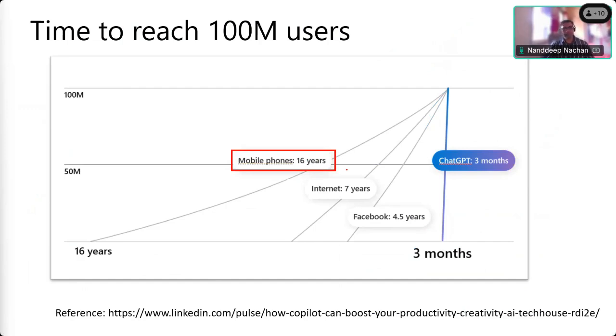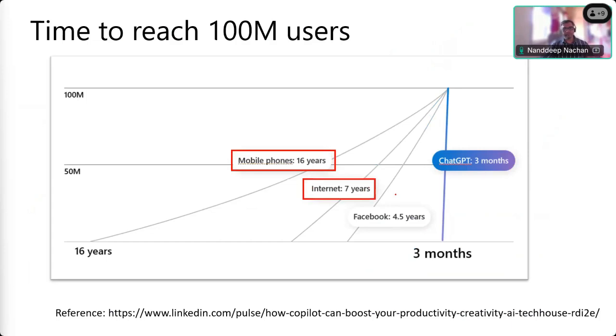There are obvious reasons for that. If you go back 16 years, technology was not that advanced. Even the mobile phones were very basic: you could just take a call, type messages, and that's it. And the cost was too high. So there were multiple reasons why it took 16 years for mobile phones to reach 100 million users, but it took that. The other thing which came as a revolution was the internet.